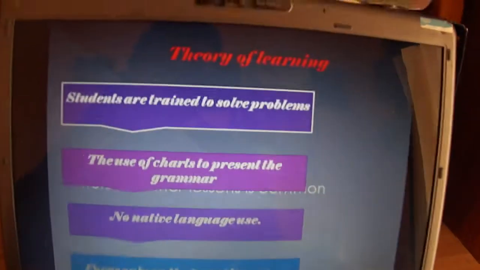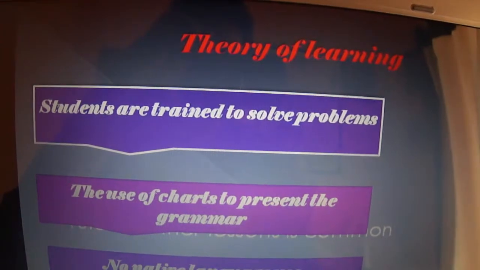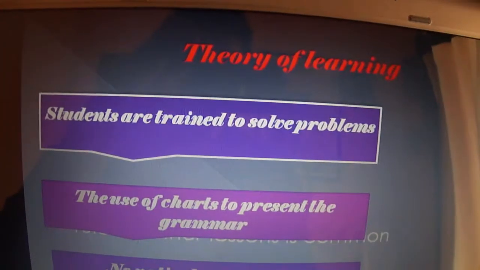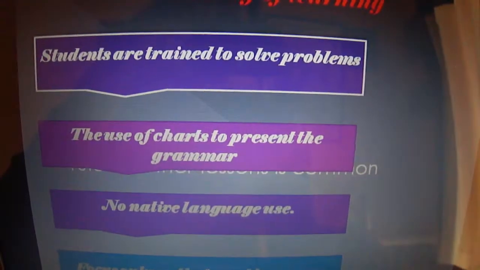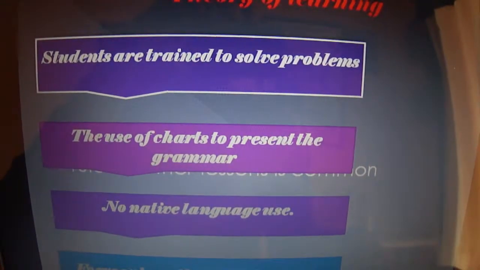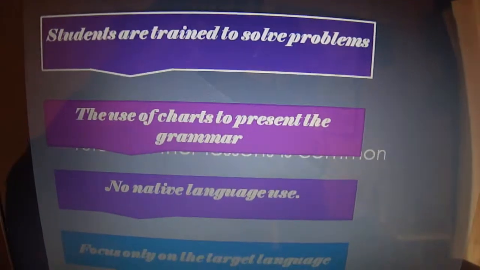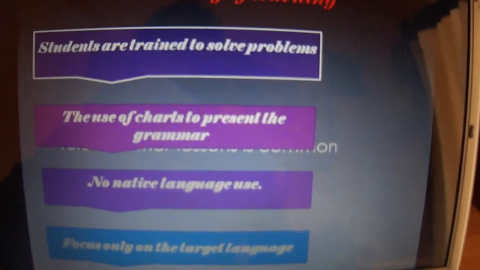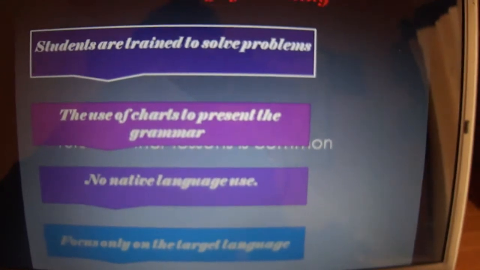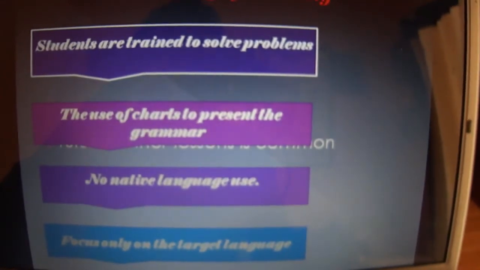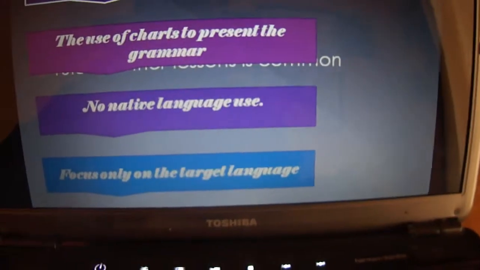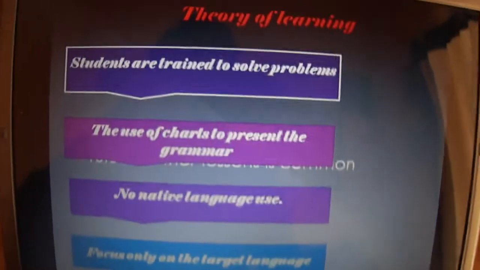Right here, I'm gonna show you the theory of learning. Students are trained to solve problems. That's the main activity, solving problems. They use a chart to present the grammar as a problem, like a formula. Non-native language use: the native language is not useful for this method. We need to focus only on the target language.